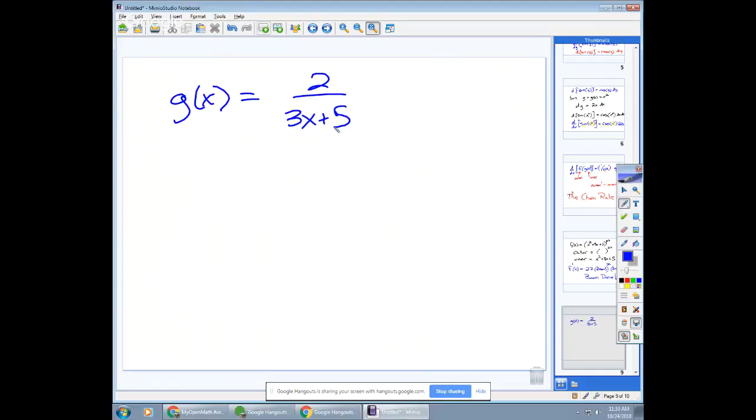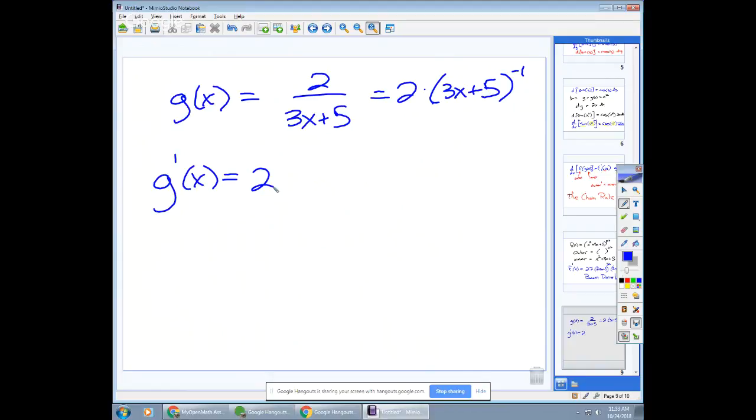Now, you may look at that and say, oh, this is the quotient rule. But I could rewrite this function as 2 times 3x plus 5 to the power of negative 1. Now, I can use the chain rule instead. Now, they're both hard, but once you get used to the chain rule, I think you're going to find it slightly easier. So to find g prime here, the 2 is just chilling out. It's a multiple. Multiples just hang out as multiples.